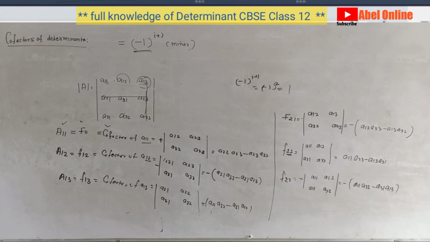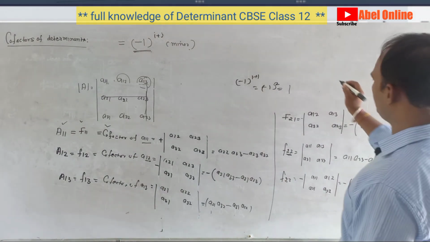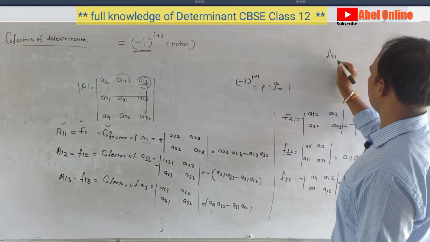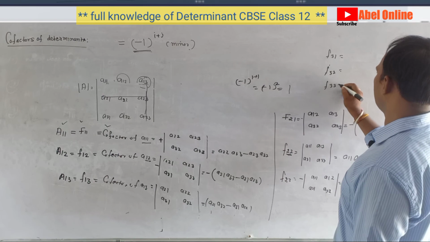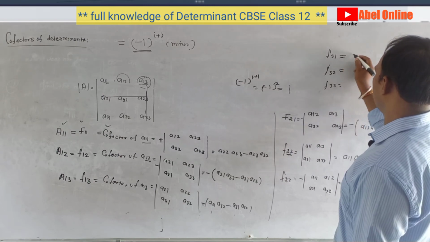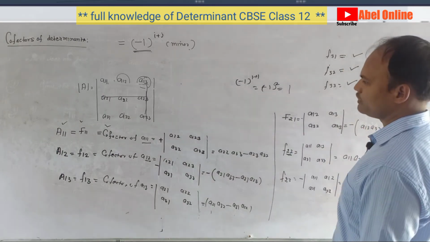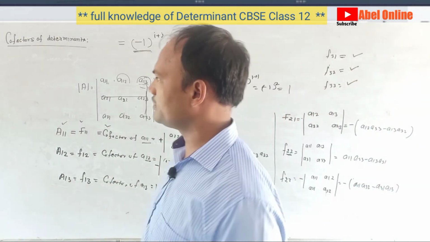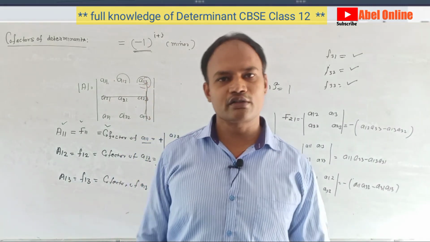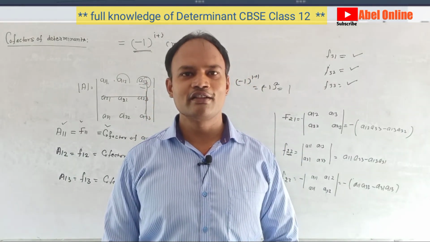So we have completed F11, F12, F13, F21, F22, F23. Now 3 more are remaining. These are F31, F32, F33. By the same method you can find F31, F32, F33. So this is the method to find the cofactors of a determinant. So students, this is sufficient for today. We meet in the next video. Till then, bye bye. Thank you.